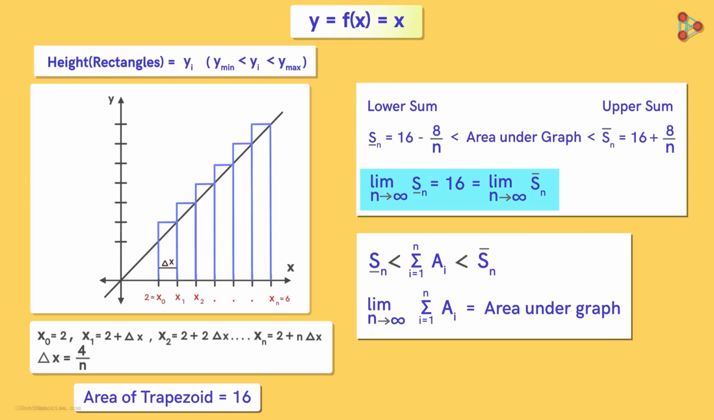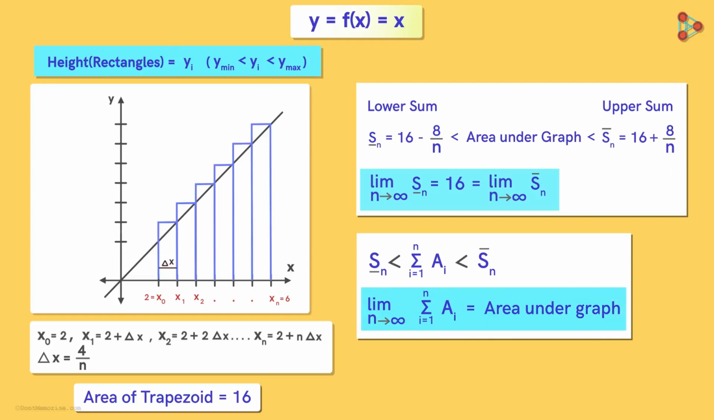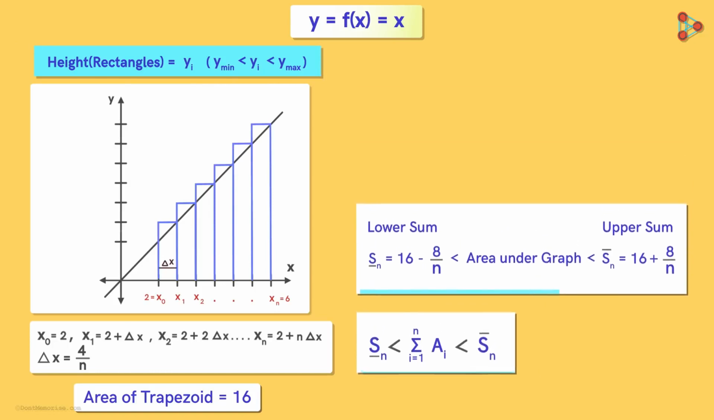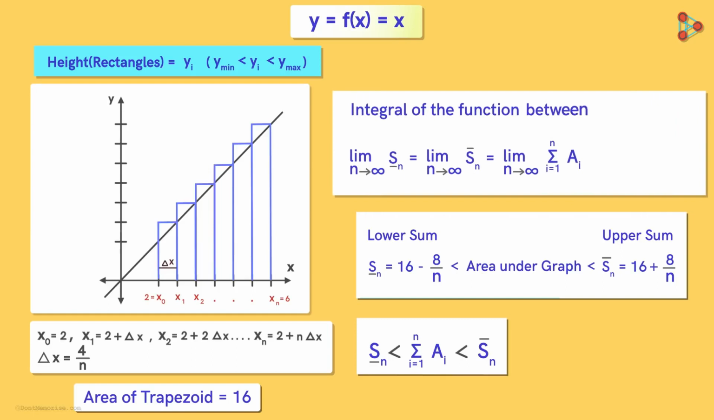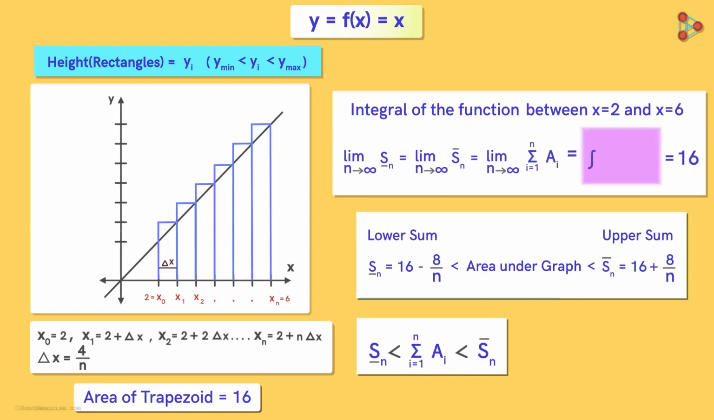This tells us that whatever y value we take as the height of the rectangles, the limit of the sum of areas of rectangles will approach the area under the graph. This limit of the sum of areas of the rectangles is called the integral of the function. In this case, we will say that the integral of the function between x equal to 2 and 6 is 16. It's denoted like this.